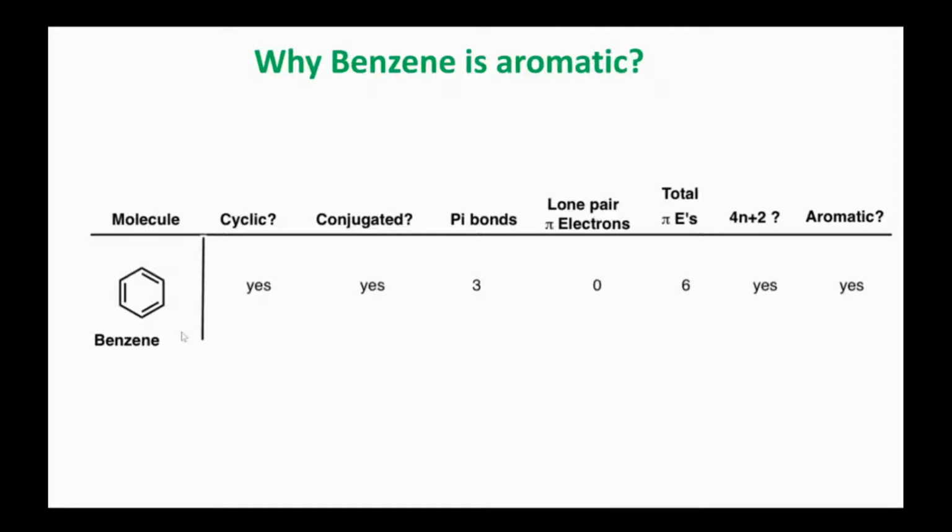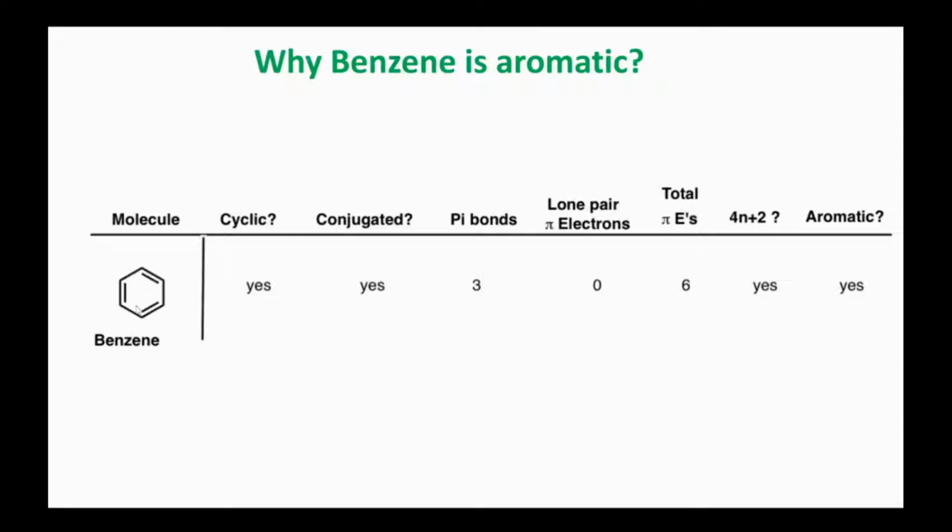Okay, when you see a molecule, ask yourself a second question: is this compound conjugated? If the answer is yes, then proceed to the next question about pi bonds. If it is not conjugated, that's it, don't go further. The next question is, does this compound have any pi bonds? If yes, then write down how many. So there are 3 pi bonds.